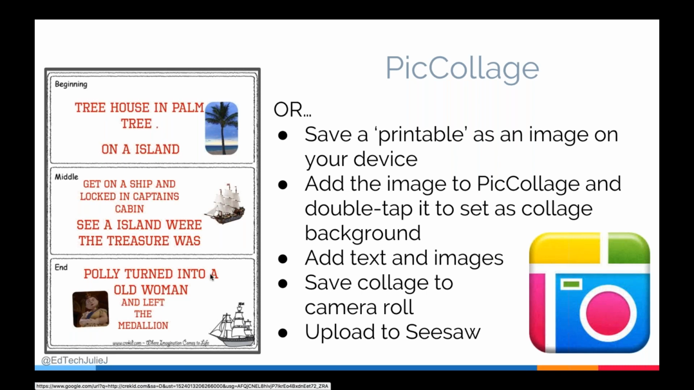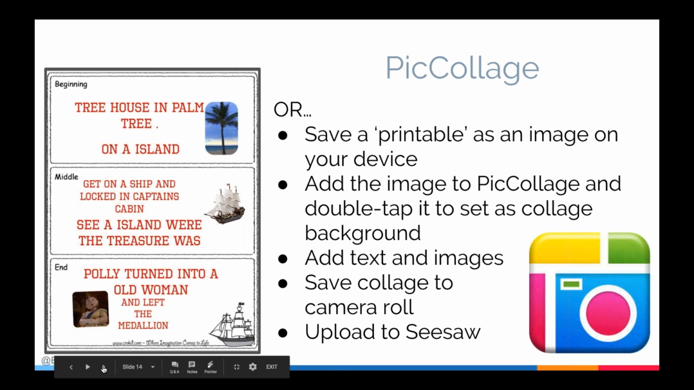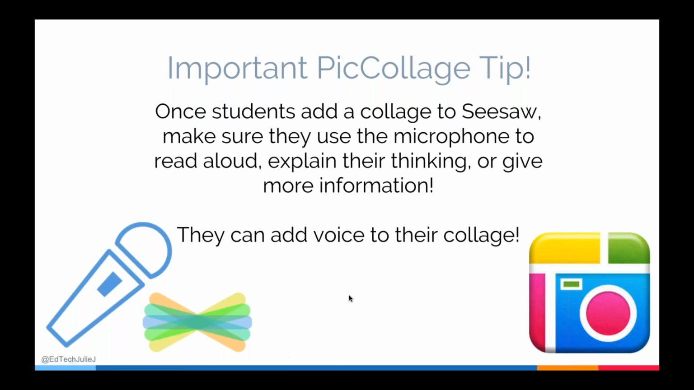And I'm getting lots better information from the student as far as blending the pictures and the text than I maybe would on paper. It's a little more engaging. And then of course, the best part is what I'm going to talk about next, which is the voice. So I think the best part of adding a PicCollage to Seesaw is doing the voice recording. So in PicCollage, you can make some really beautiful posters or collages, great digital creations, but you're not going to hear voice. Once you add it to Seesaw, remember you're saving that PicCollage, adding it to Seesaw, you can click that microphone and let students read aloud from the text that's on the collage. They can explain their thinking or give more information. So they're adding voice to a collage.